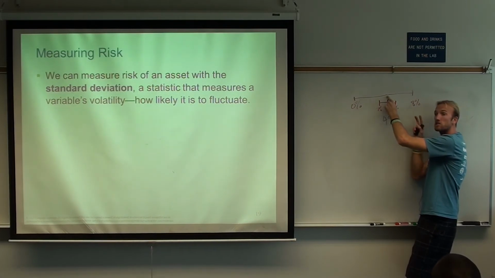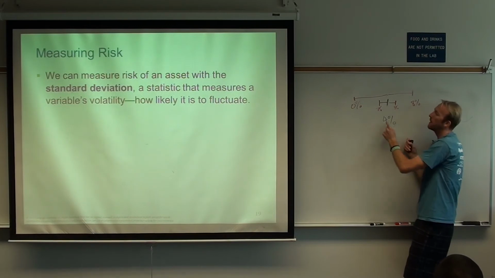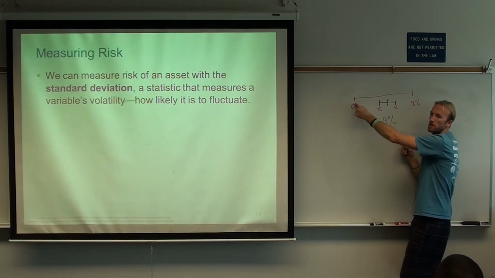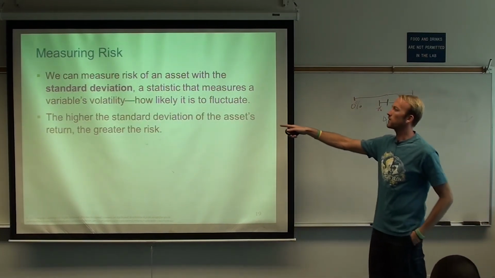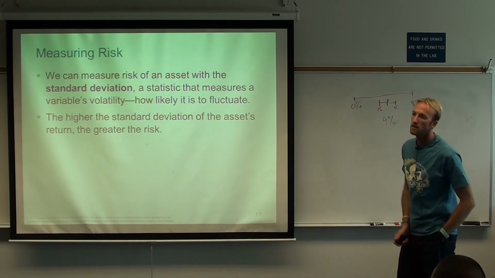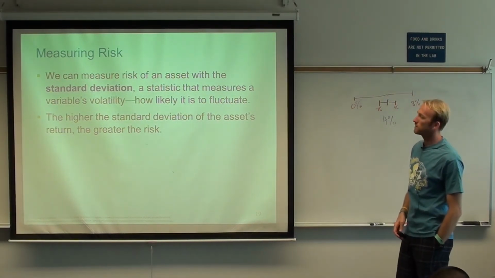You still are imagining on average to get 4%, just like this guy, he goes from 3 to 5%. On average, you get 4%. But you might get 1% or 0% over here, which you won't get here. Higher standard deviation, bigger standard deviation, it's more risky. Okay? There you go. The higher the standard deviation, the greater the risk, the more risky.